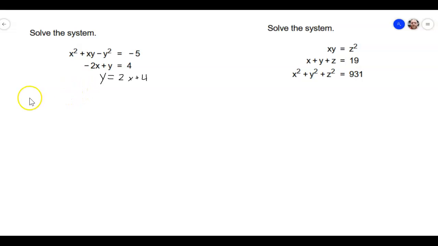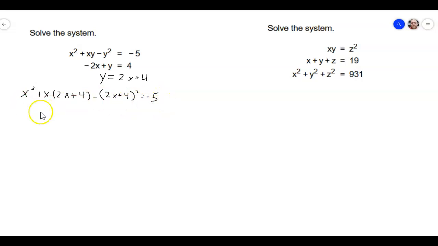So I go back up to the first equation, give myself a lot of room here. So I have x squared plus x times, I have a y there, so I'm going to substitute in that 2x plus 4. So that's 2x plus 4. Minus, that's a y squared, so I'm going to substitute in the 2x plus 4 squared. And then that's equal to negative 5 here.